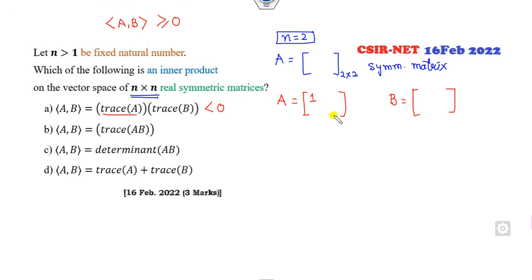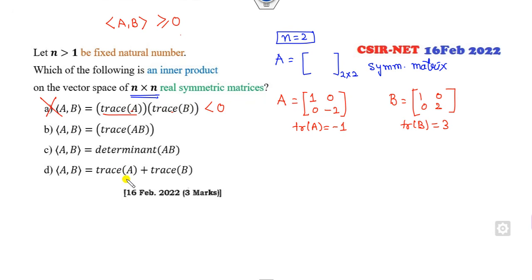So you can see if I take 1, -2, 0, 0, it is 1, 2, 0, 0. So what is the trace of this? The trace of this is -1. The trace of B is plus 3. If you multiply them, it is less than 0. So it means this option is cancelled out.